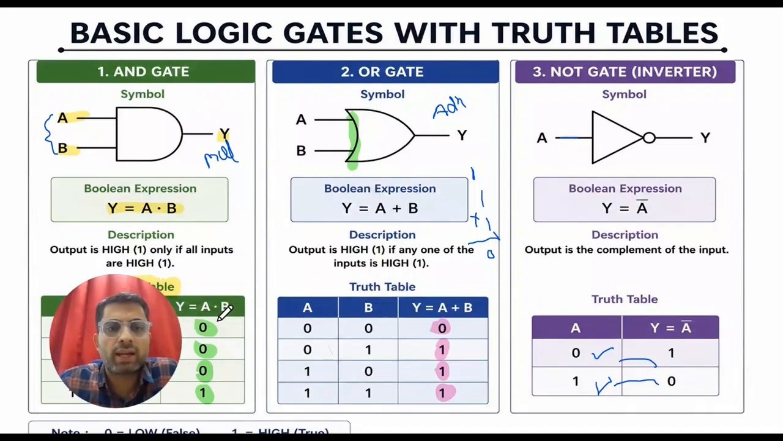These are the symbols and these are the truth tables you need to remember. I repeat again: to remember the truth table of the AND gate, remember multiplication. AND gate is multiplication, OR gate is addition, and NOT gate is the opposite.